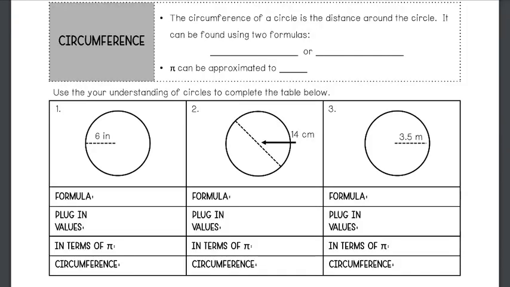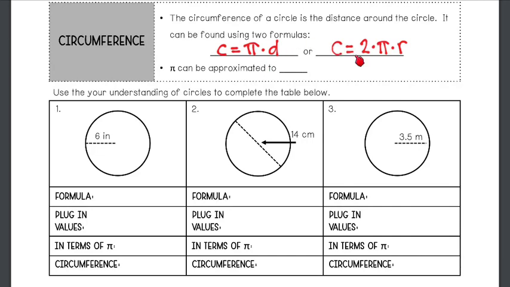Okay, so a circumference. The circumference can be used in several different things, but first off, it's the distance around the circle, and the two formulas that we use to find circumference are one to do with the diameter and one to do with the radius. So I know that circumference equals pi times diameter, or circumference equals 2 times pi times radius.